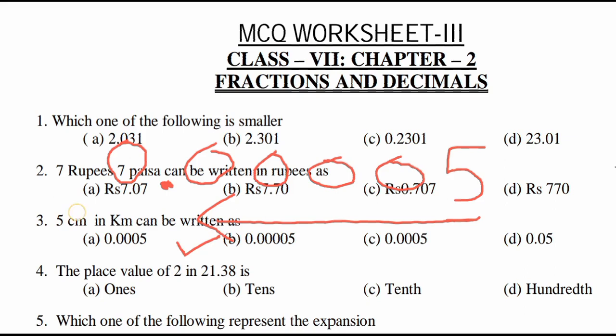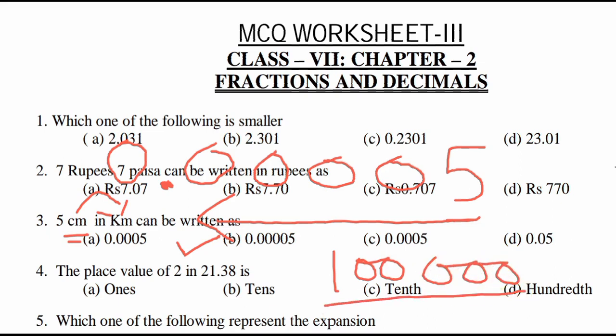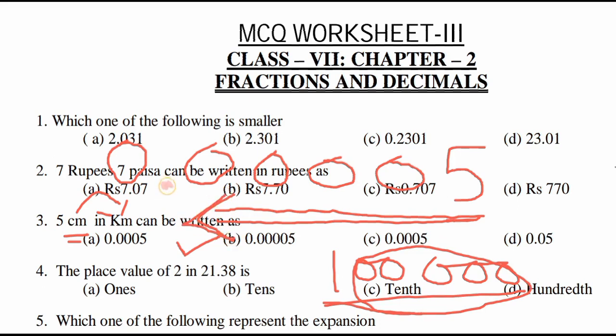Once again I am telling you, whenever you want to convert centimeters into kilometers, first of all we have used 2 zeros for conversion into meters, and then we have used 3 zeros for the conversion into kilometers. Then you have to count these zeros, and then you have to put the decimal point.